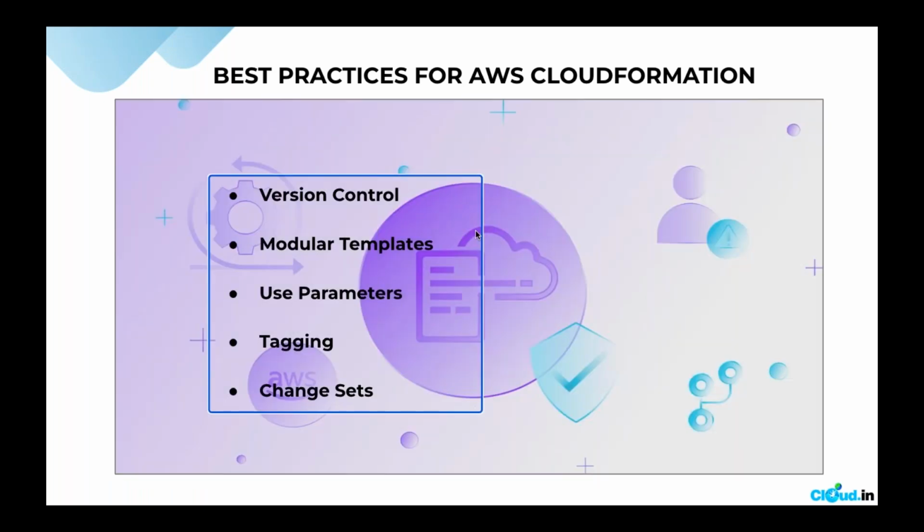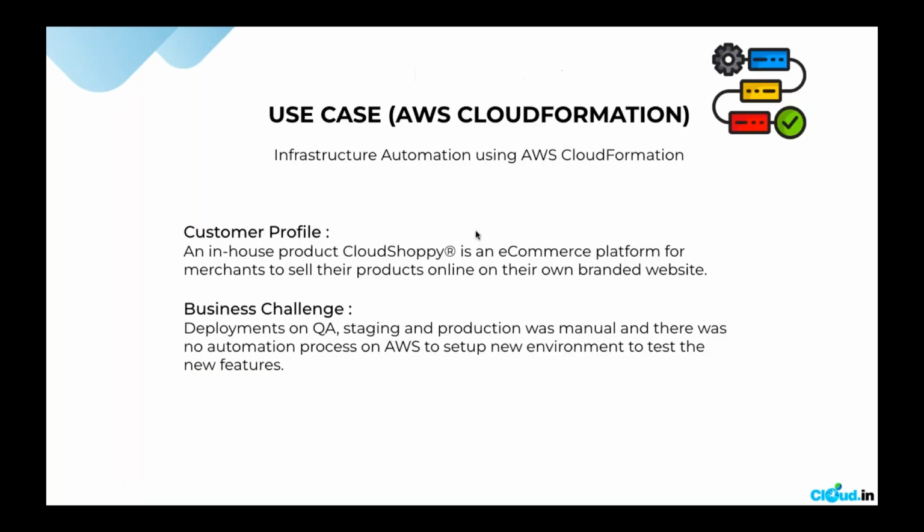So lastly, we have the use case. We have one use case for CloudFormation. So here we'll see infrastructure. This is an infrastructure automation. They've used CloudFormation as a service for this. So customer profile is actually an in-house product, Cloud Shopee. It is an e-commerce platform for merchants to sell their products online on their own branded website.